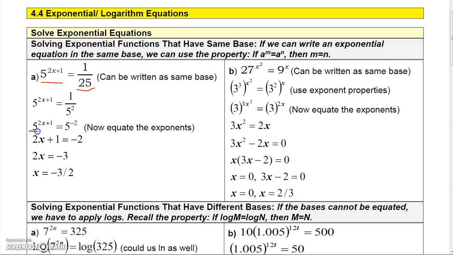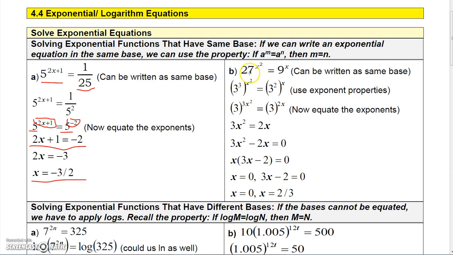So since I have the same base on each side, 5 to the 2x plus 1 equals 5 to the negative 2. Since these two bases are equal, then the two exponents must be equal for this equation to be true. So I can just set 2x plus 1 equal to negative 2, and you guys know how to solve that from there. Just subtract 1, then divide by 2, and you get x equal to negative 3/2.